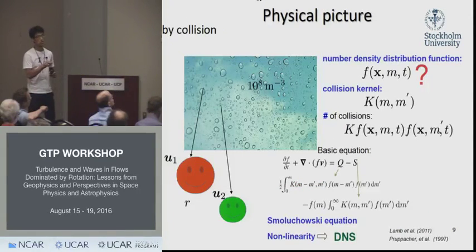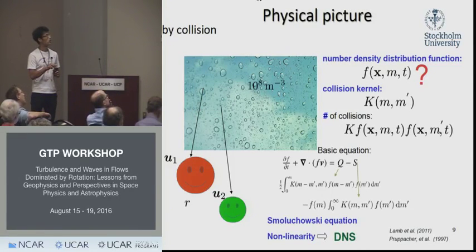This is collision. The basic idea is that in clouds, if you have droplets of different sizes, they will have different falling speeds. They will collide with each other and merge together and become larger cloud droplets. But the distribution of the cloud droplets is inhomogeneous in the clouds. So if we know this number density distribution as well as the collision range, then we can count the number of collisions.